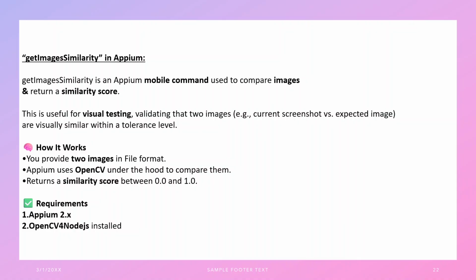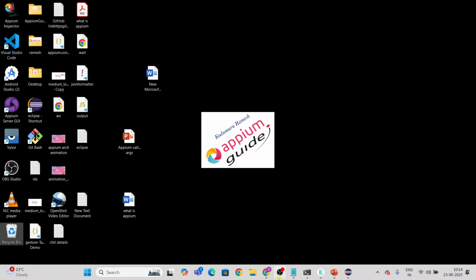And how exactly does it work? You need to provide two images in file format. Appium uses OpenCV to compare the two images and returns the similarity score, which is between 0.0 and 1.0. This is the range. And the required software: Appium 2.0, OpenCV for Node.js, and the images plugin.